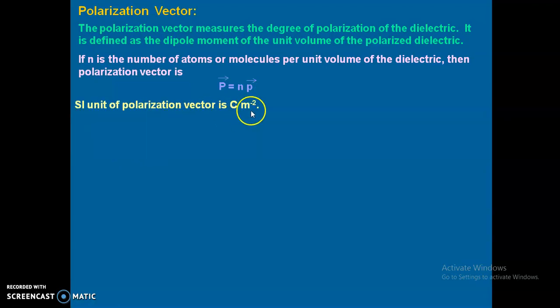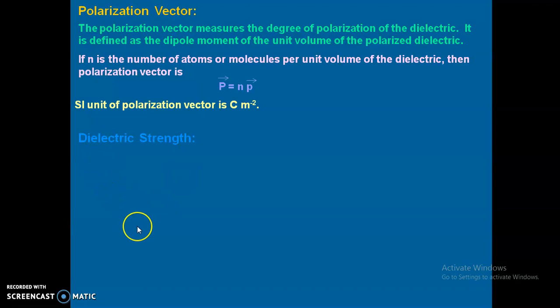The SI unit of the polarization vector is coulomb per meter square. After putting the values, the SI unit of dipole moment is coulomb meter and this is per meter cube. So meter and meter cancel, so coulomb per meter square, right?